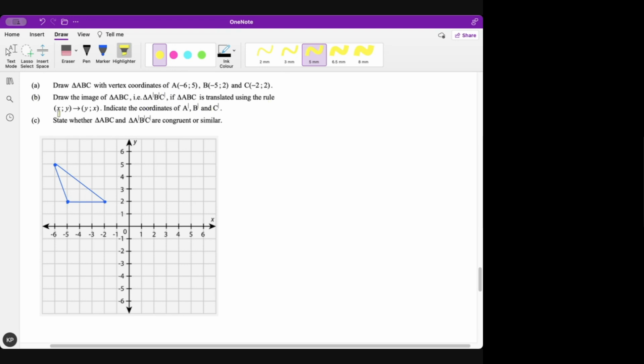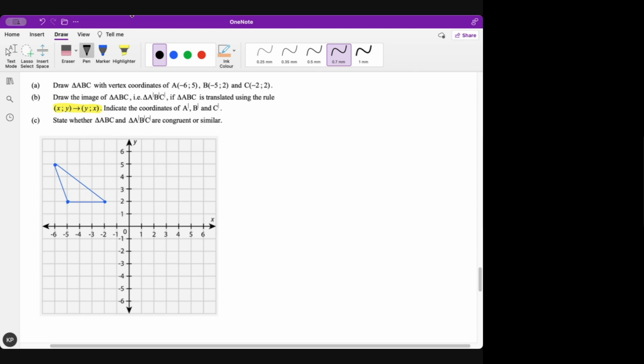Okay, and then B says draw the image of ABC, which is A prime, B prime, C prime, if this triangle is translated using this following rule. What does that rule mean? Where are we reflecting this? Look at the rule that they gave us there. Where is this reflection happening? Look at the general rule that I've highlighted in yellow. Is this an x-axis, y-axis, or y is equal to x reflection? Y is equal to x.